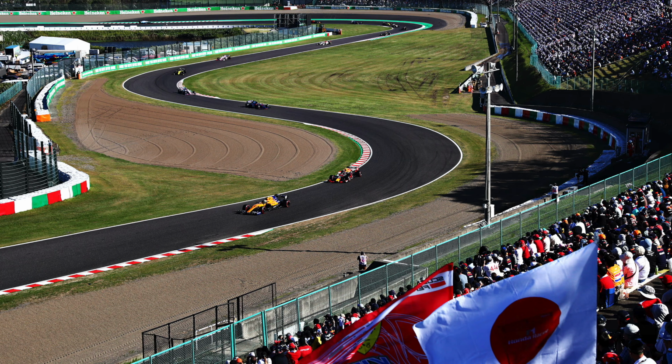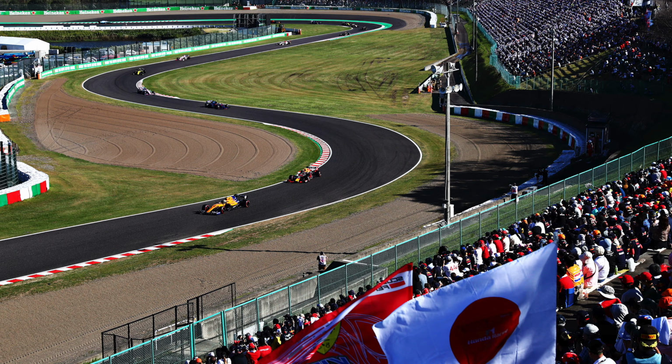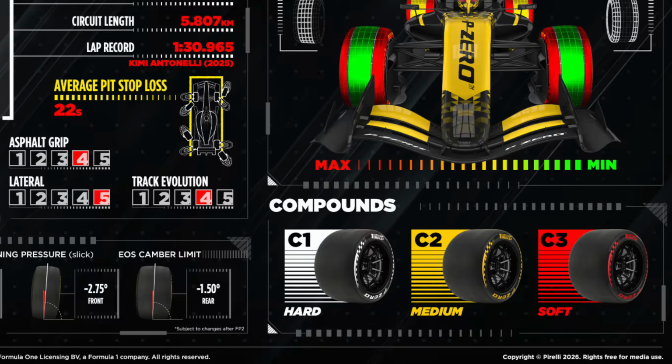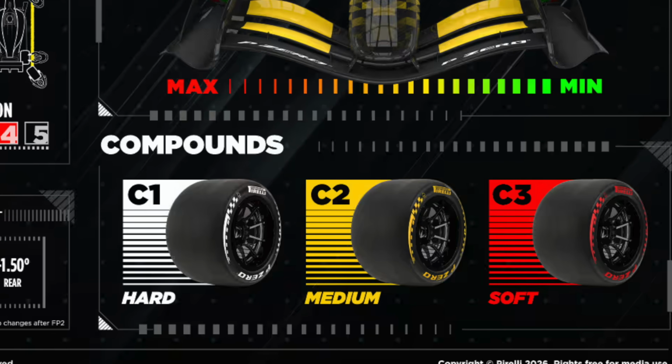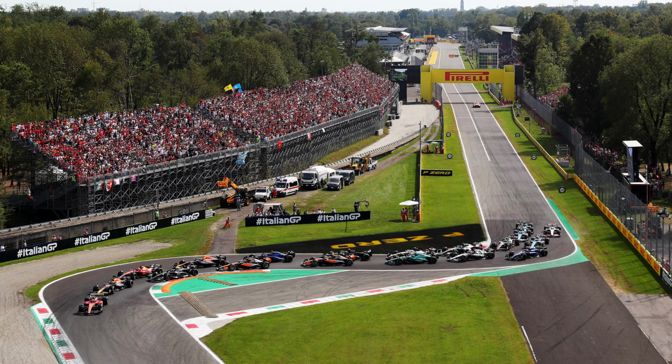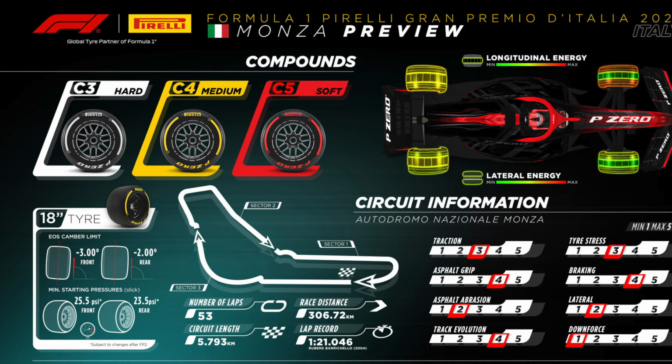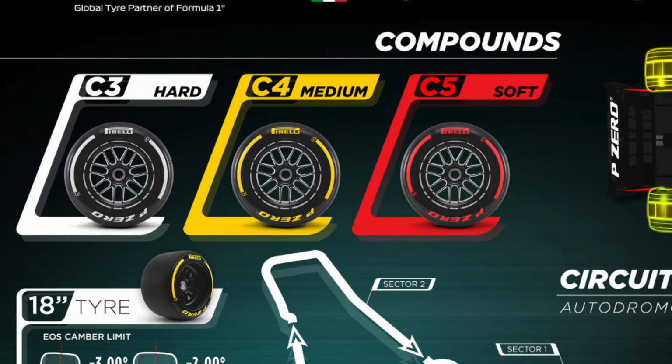Suzuka is a very harsh circuit for Formula One tires because it has a mix of low speed, medium speed and high speed corners. It actually ruins the tires. So Pirelli brings their hardest 3 compounds, C1, C2, C3, where C1 is the hard, C2 is the medium and C3 is the soft. On the polar opposite side, Monza, which is called the Temple of Speed, is a high-speed circuit. There are barely any corners, and Pirelli gives C3, C4 and C5 as hard, medium and soft.